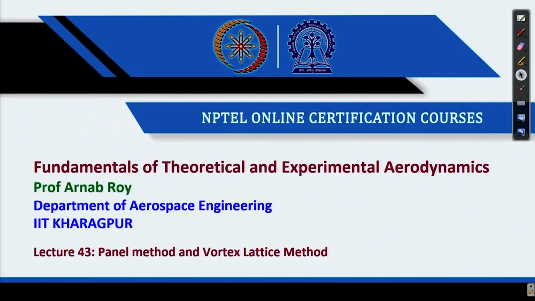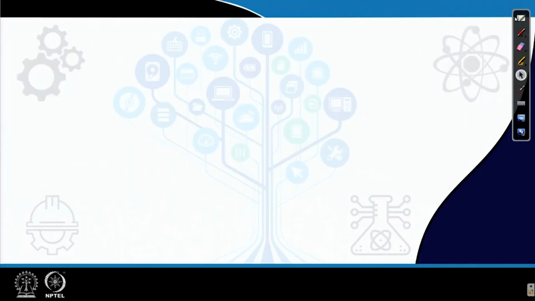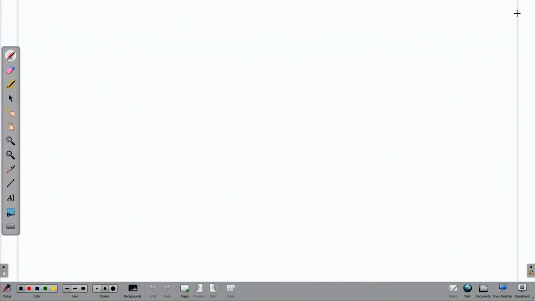In this lecture, we will complete our discussion on panel method and subsequently we will discuss about the vortex lattice method. Let us recollect where we completed in the last lecture regarding panel method. We discussed about the lifting and non-lifting flow past airfoils, how we can solve them using panel method. In that context, we had discussed about the vortex based panel method as well as source sink based panel methods.